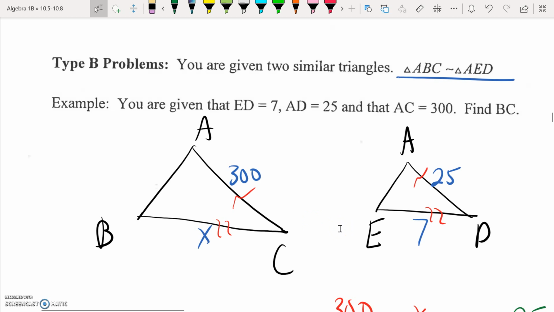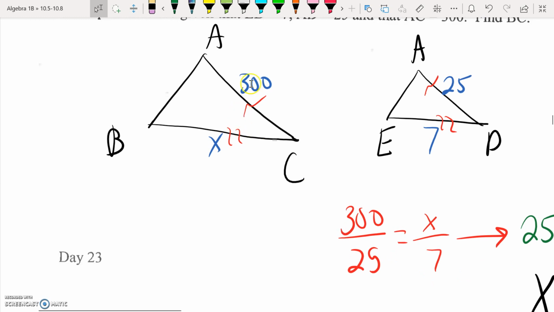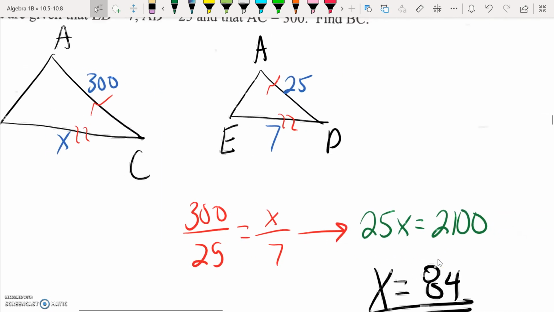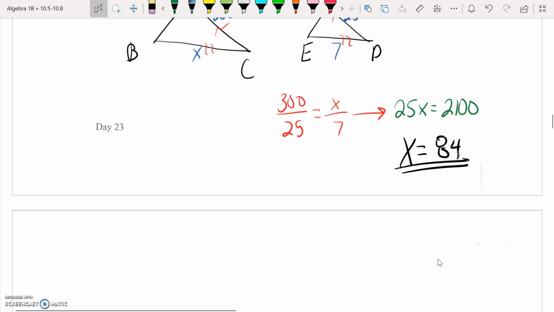And because these triangles are similar, we can set up this proportion. 300 over 25 is equal to x over 7. We have this. And in a proportion, what you want to do is cross multiply to solve for x. So we did that, divide by 25, and you get that x equals 84.